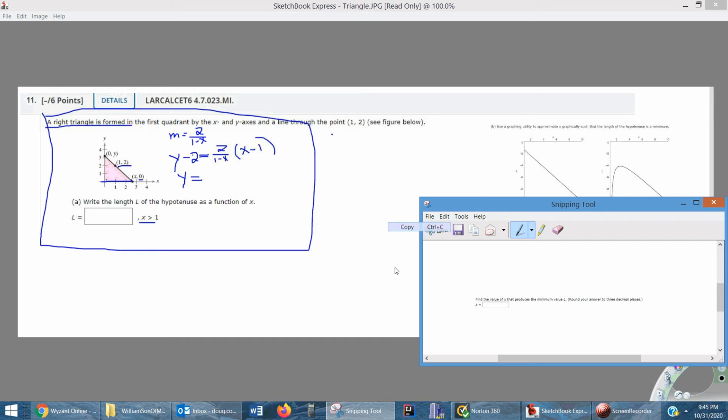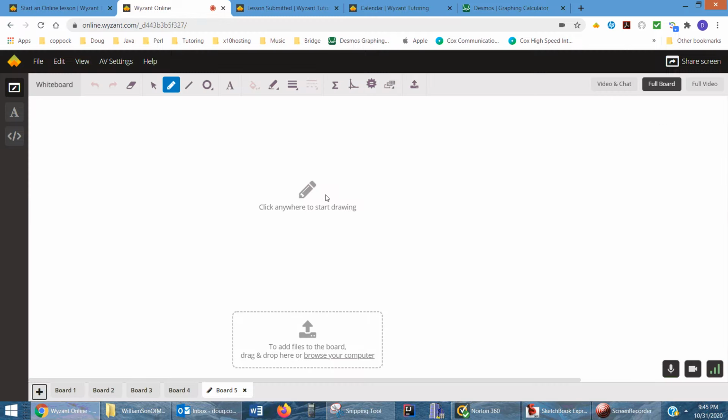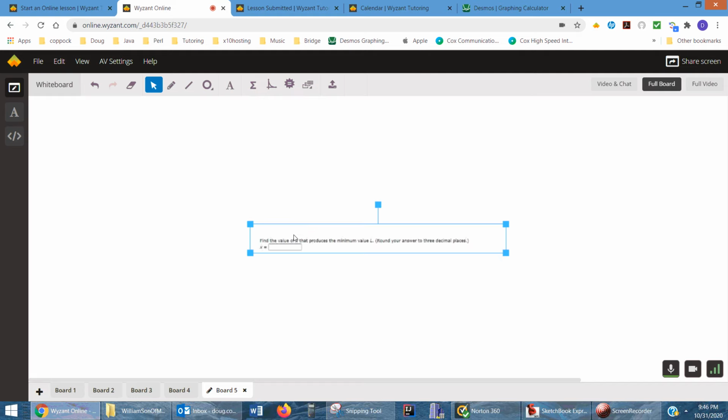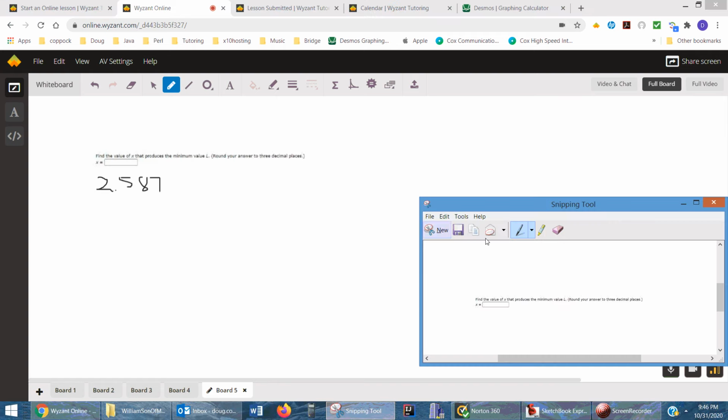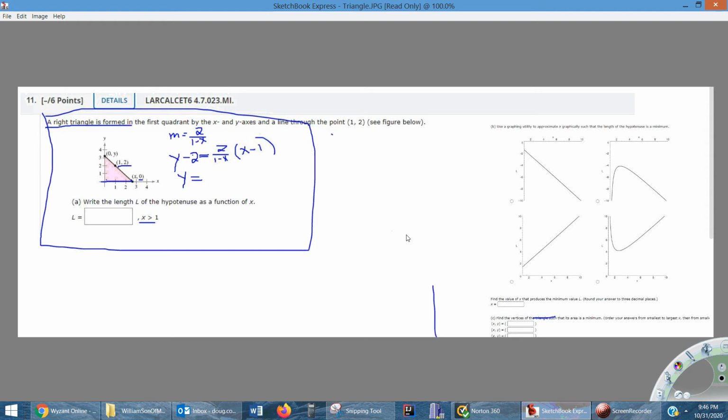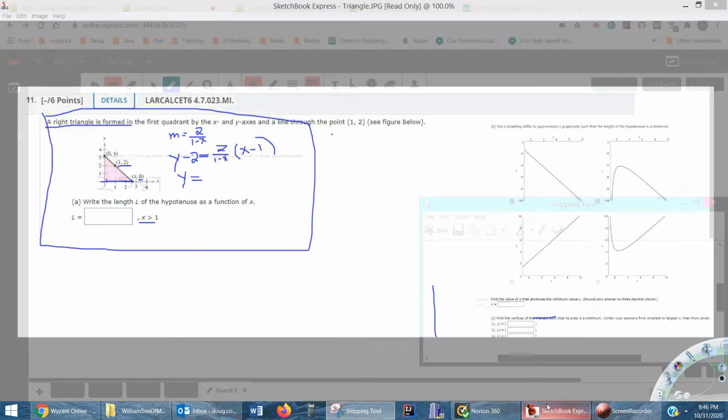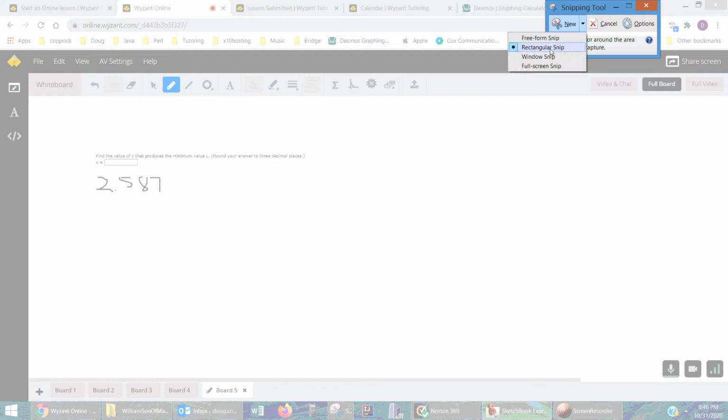Okay, edit, copy. The answer to this problem right here, the minimum value occurs when x is 2.587. Finding that using the first derivative, relative minimums and maximums, is quite tedious. The last problem of this section was part C, I guess. New rectangular snip.